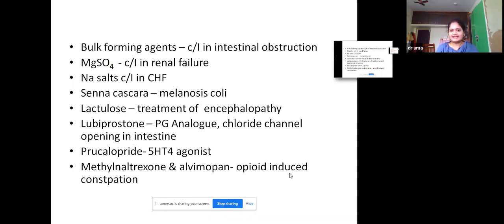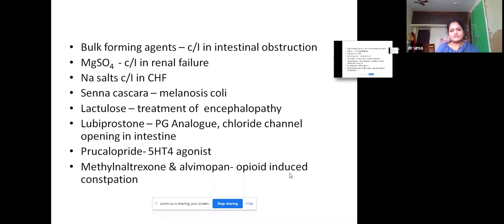Sodium salt is contraindicated in congestive heart failure. Senna and cassia are prone to cause melanosis coli. Lactulose is used in the treatment of encephalopathy. Lubiprostone is the prostaglandin analog, a commonly asked question: which is the prostaglandin analog used as a laxative? Lubiprostone. And the 5-HT4 agonist is prucalopride.